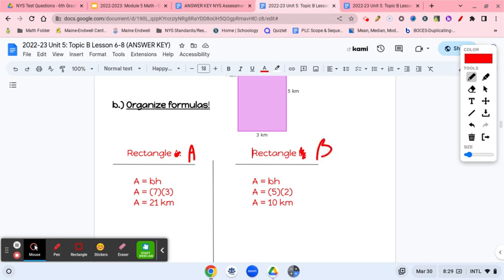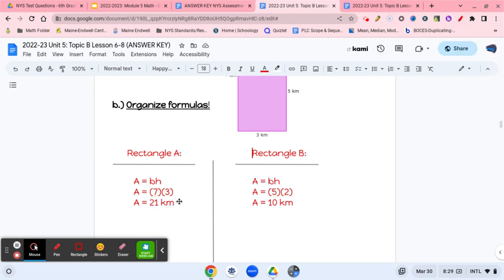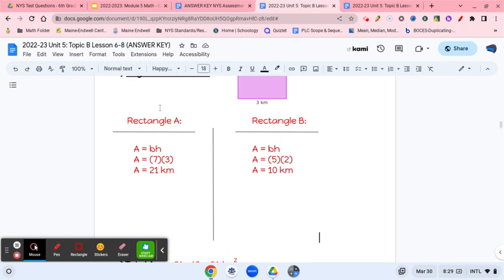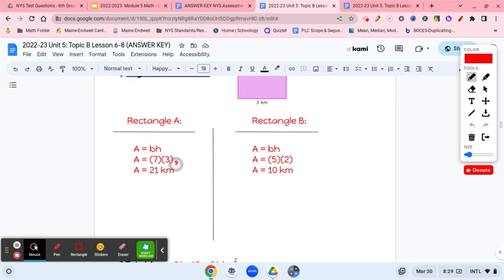So notice, I have 3 lines in each. The formula is always the first one. The substitution with the numbers are my second line. And then multiplying them together is my final answer. I have to make sure that I fix this right now, though, because this should actually say squared. I'll fix that. But these should say squared in the answer key, right?